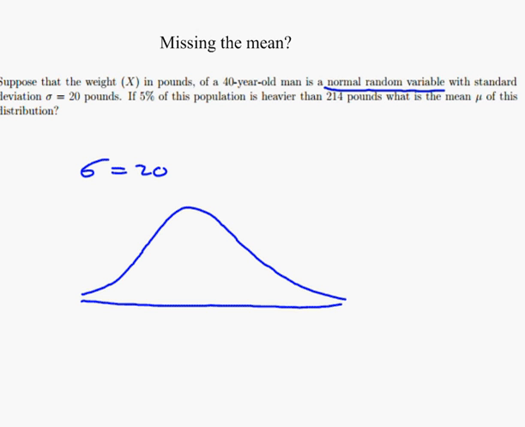All right, so let's read. Maybe it's coming. If 5% of this population is heavier than 214 pounds, what is the mean mu of this distribution? Okay, so you'll notice they're asking for the mean, so that's why it was missing. So we're just going to put mu in the middle here. We don't know what it is. What we do know, though, is that 5% of the population is heavier than 214 pounds. So heavier means we would be to the right of 214, and that would tell us that 214 needs to be somewhere over here with an area above it of 0.05.